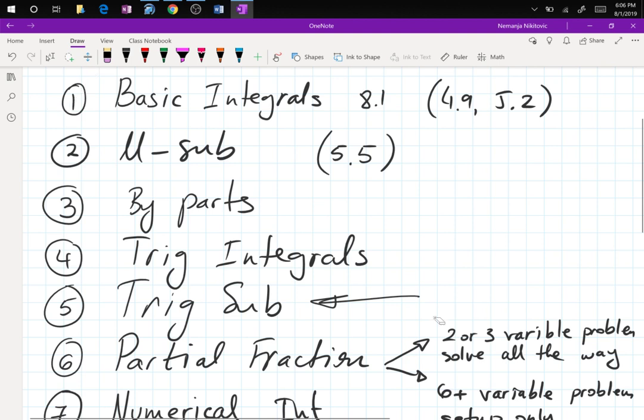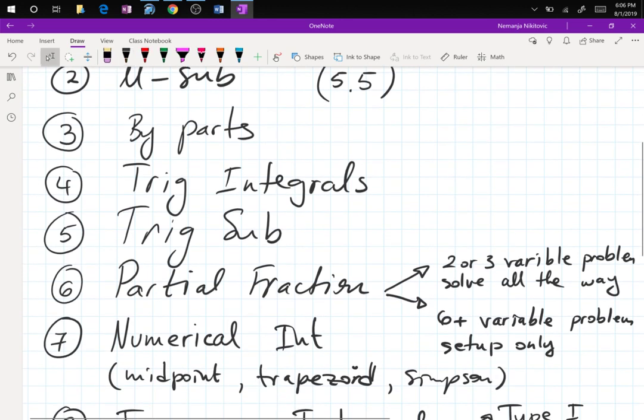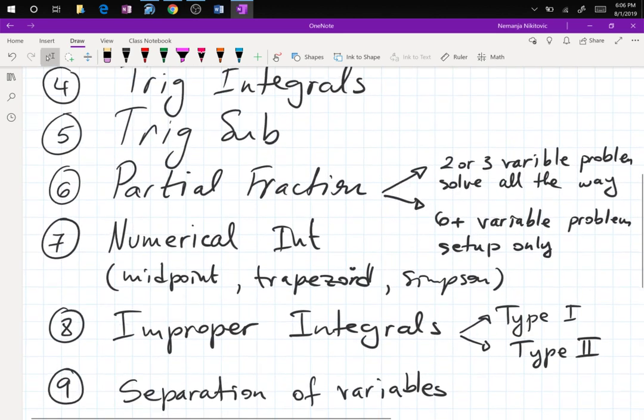Now you don't consider these ones as methods because this is what you're dragging from Calc 1, but if you have a trig sub question that ends up being a trig integral that has to use u sub, then yeah. Partial fraction decomposition I already explained. We did a whole bunch of problems, but partial fraction decomposition is important.